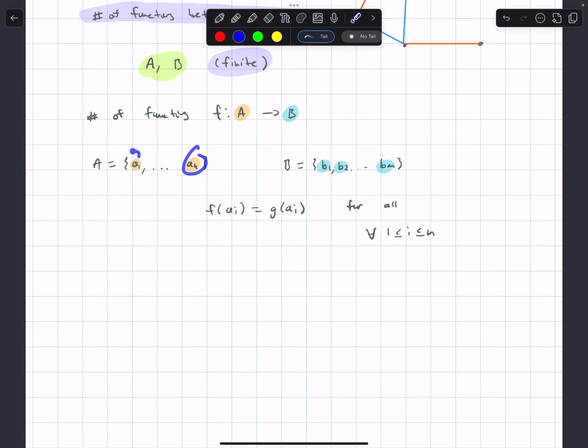That means it has to send everything somewhere, right? A is the domain of the function, so it has to send everything somewhere. And two functions are going to be the same if they send all of the elements of A to the same elements of B, right?